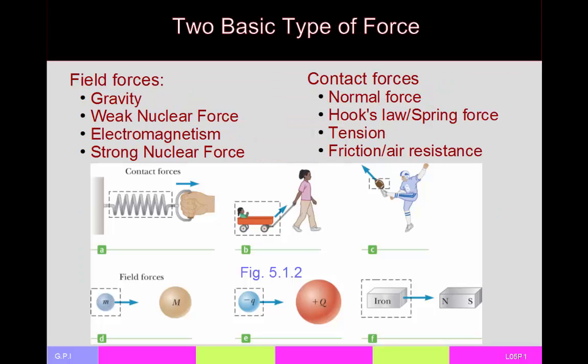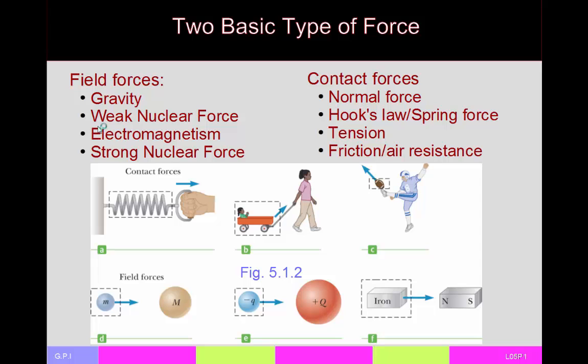So there's maybe two ways of breaking forces up, or two sections that you can break forces up very broadly and generally into. One is field forces, the other is contact forces. So field forces, there's basically 4 fundamental forces in nature. The field forces are the fundamental forces of nature.